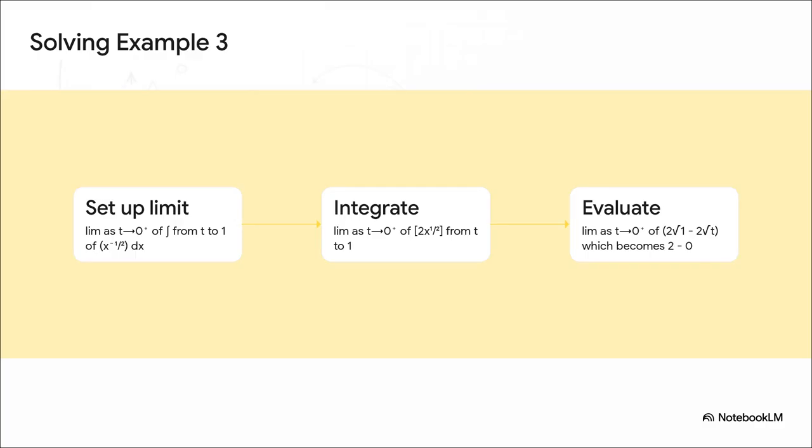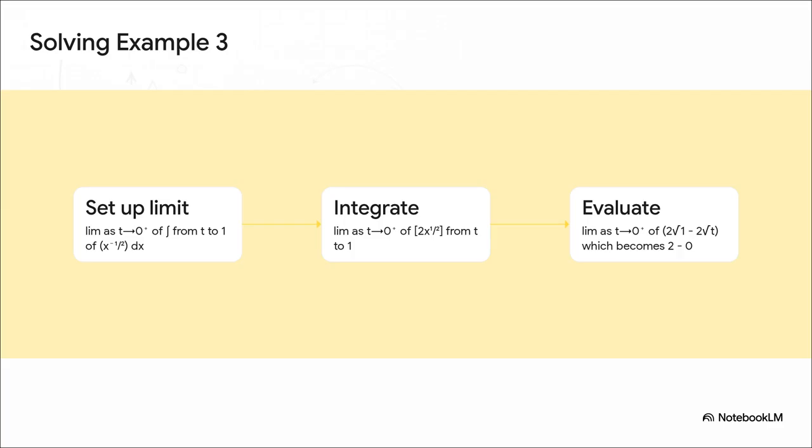The process here is almost identical. We replace the problem value, in this case 0, with t and set up our limit. Now, see that little plus sign next to the 0? That's really important. It just means we're approaching 0 from the right side, from inside our interval.